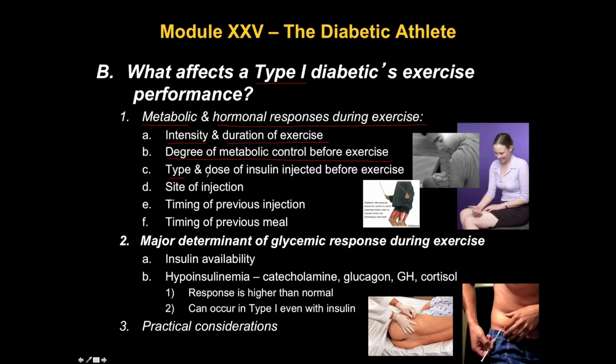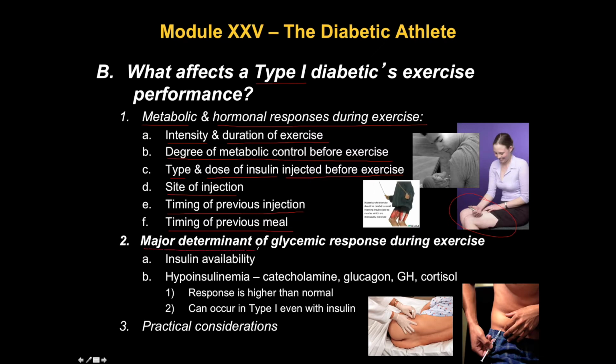The type and the dose of insulin that's injected before exercise is very, very important. Is it a short-acting insulin? Is it a long-acting insulin, or something in the middle? This is very, very important. The site of injection makes a difference. If the person is injecting insulin into their thigh and they're going to be exercising using their legs, that can exacerbate the uptake of glucose from blood into the working muscle, and then the person might become hypoglycemic if they overdose themselves. The timing of the previous injection is also important. The timing of the previous meal is very important here as well.